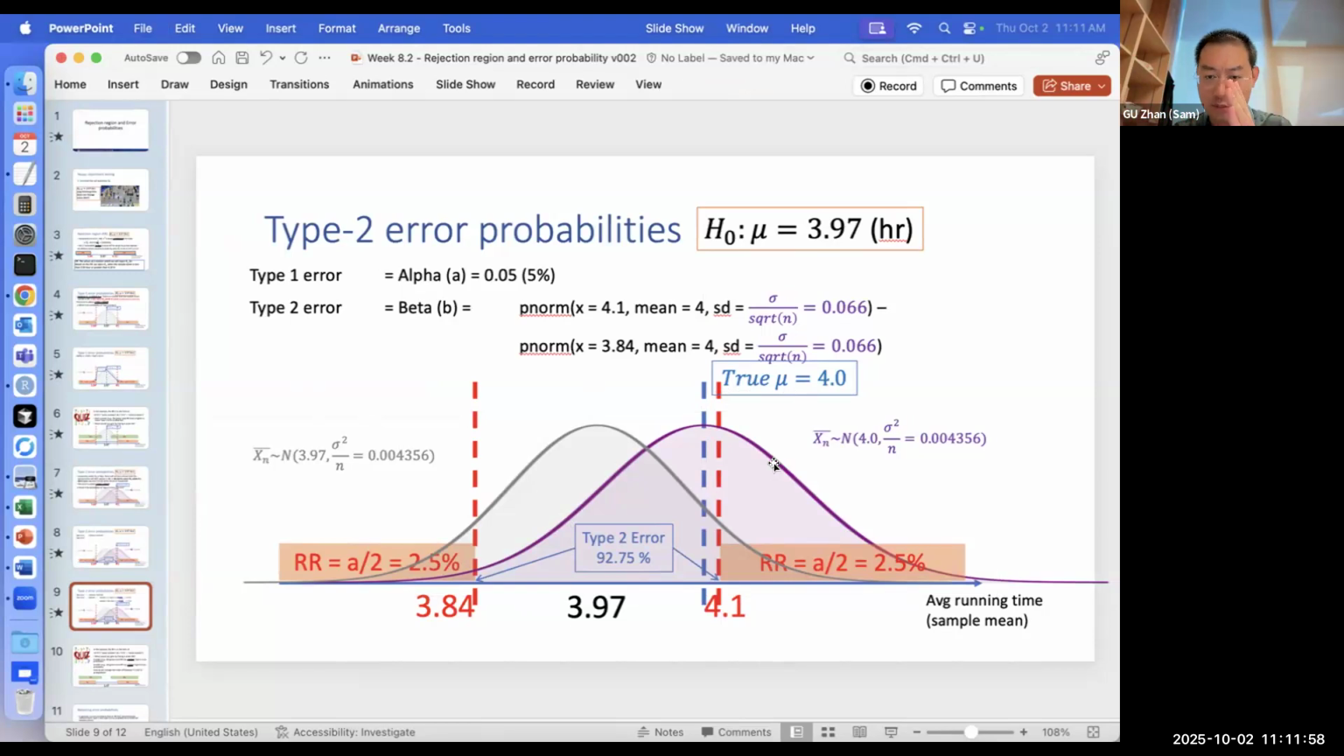When your purple curve is moving, your gray curve doesn't move. Your rejection region doesn't move at all, right? So your H0 3.97 will not move. Only your purple curve will move along this x-axis depending on what the actual true mean is. Okay, then let's move on to the next one.